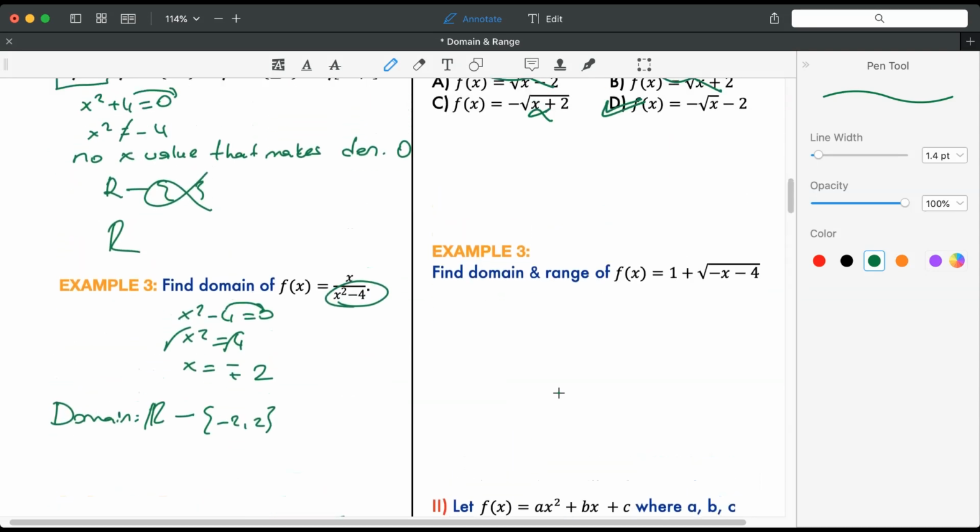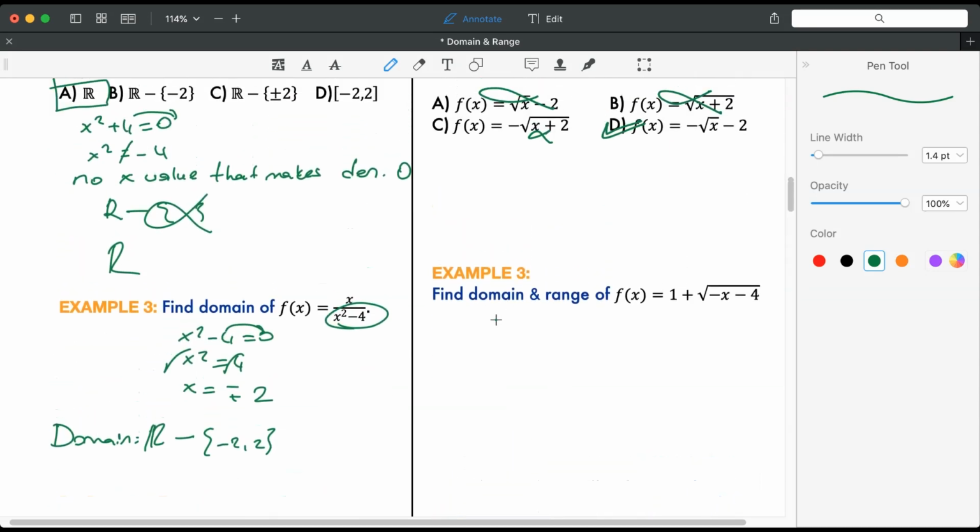Another question. Find domain and range. For domain, we don't care about the stuff outside of the radical. The 1 plus has no effect on the domain. So for domain, you just focus on the inside. Just the radicand, the stuff in the radical, is important for domain. So in the radical, we just have negative x minus 4. So set this greater than or equal to 0.